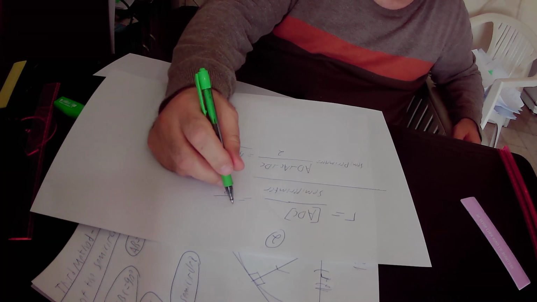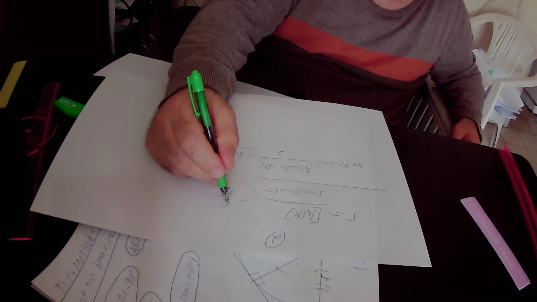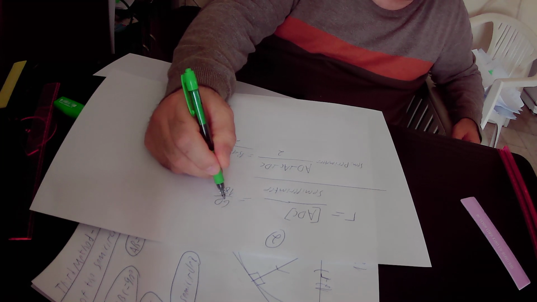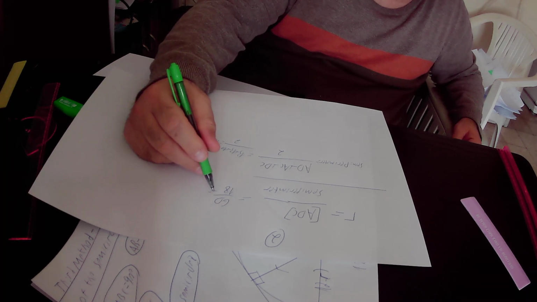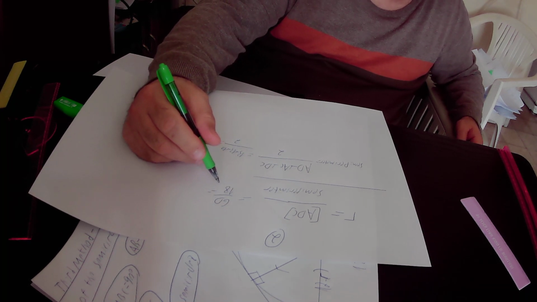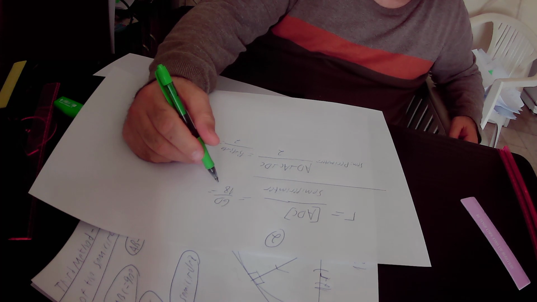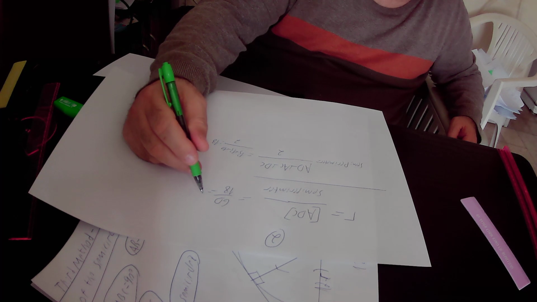And we have already found out that the area of triangle ADC equals 60 square units. So here, 60 over 18, we will divide both the numerator and the denominator by 6. 60 over 6 is 10, and 18 over 6 is 3.